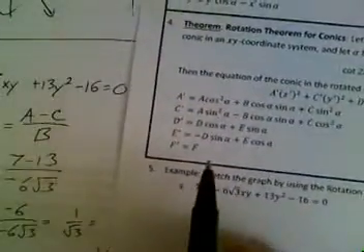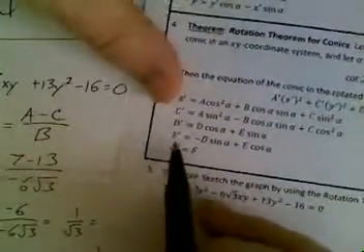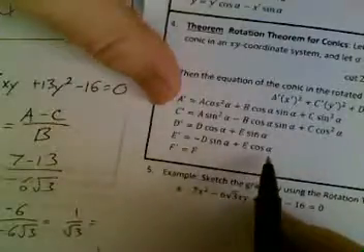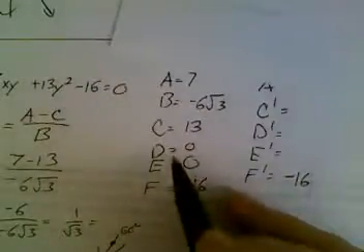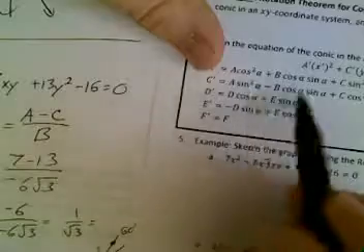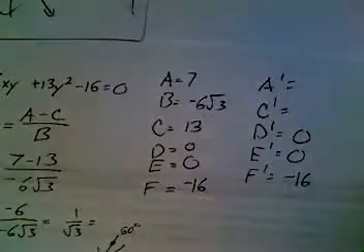Next, let's go through all of the other values. My E prime is equal to negative D sine alpha plus E cosine of alpha. Well, both D and E are 0, so my E prime is going to be 0, because it's going to be 0 times this thing plus 0 times this thing is all equal to 0. Likewise with the D prime.